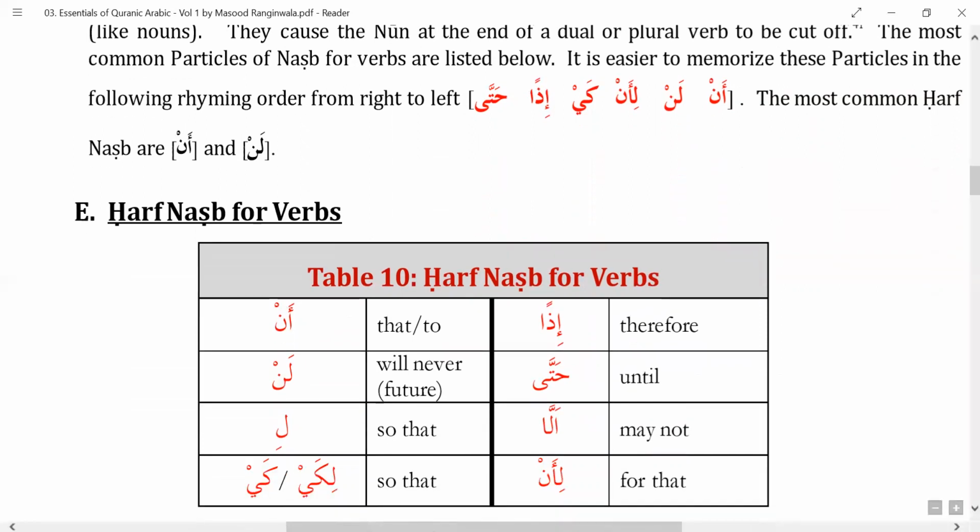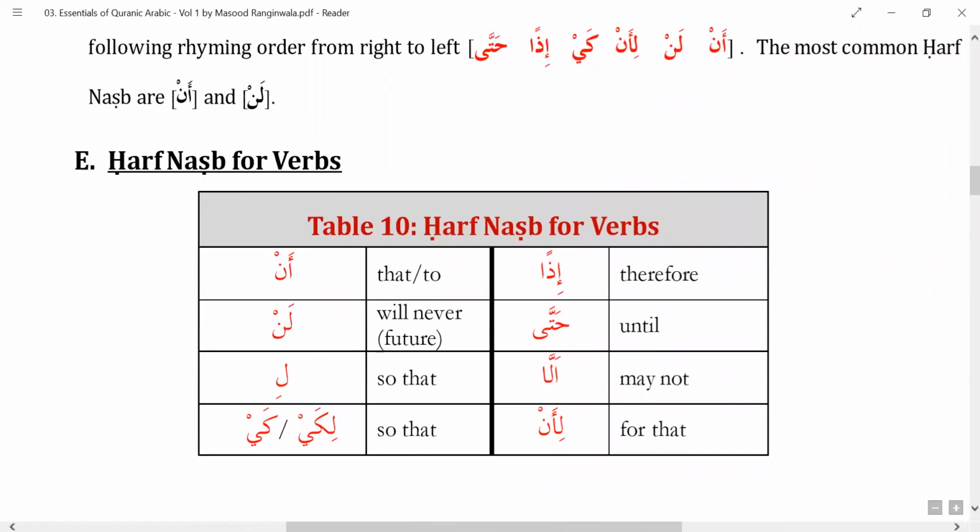Let us look at the meanings. An means that or to do so and so. And lan means will never. It is for future. There is also a word called lam for negative, that is for past tense. So never, but for the past tense. Lan is for future. So lan will never do whatever action is mentioned after this. So these are harf of nasb for actions, for verbs. So after this you will always have an action.